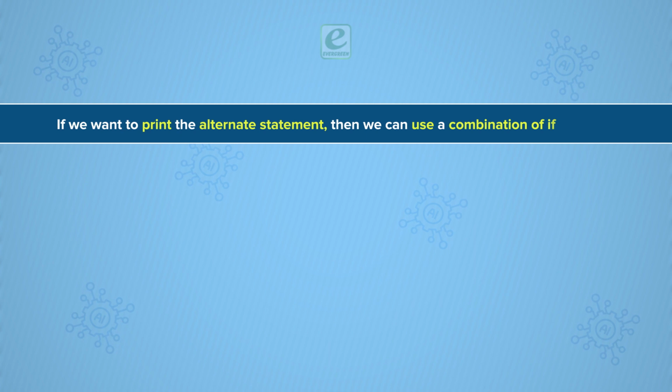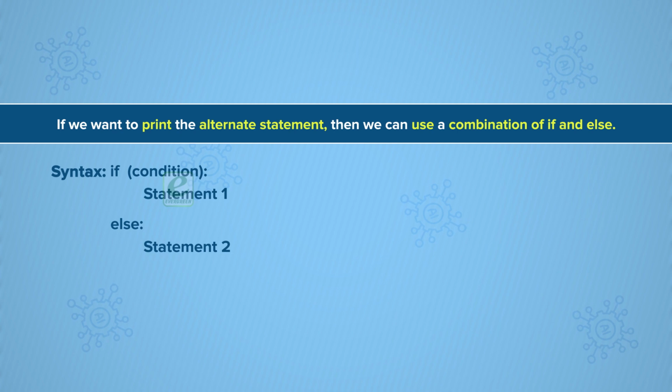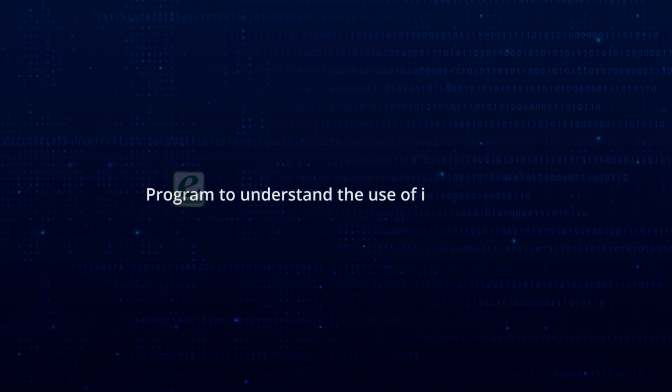If we want to print the alternate statement, then we can use a combination of if and else. Syntax: if condition, statement 1, else, statement 2. Same program in Blockly. In this program, we will understand the use of if and else block.